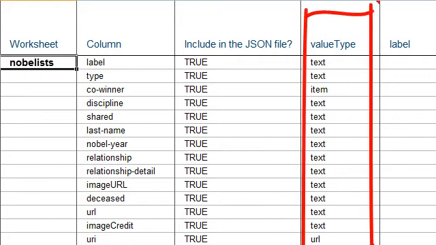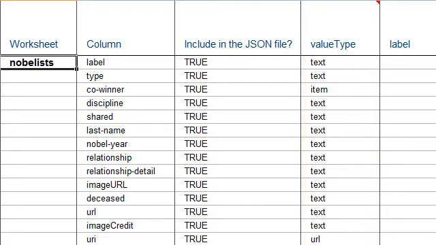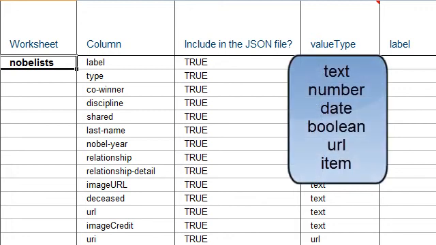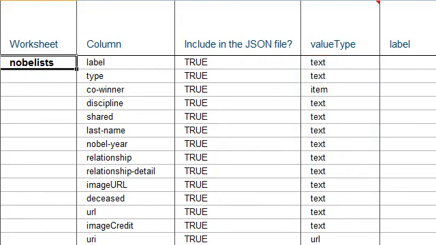With this column, you can set each property's value type. If you've already specified the value types in the column headers of your data spreadsheet, like we have, they will be automatically populated. Setting these value types will ensure that your data is formatted correctly when it is written to the JSON file, and it also instructs Exhibit in how to treat your data. There are 6 property value types: text, number, date, boolean, URL, and item. If you leave this value blank, the value type will default to text.